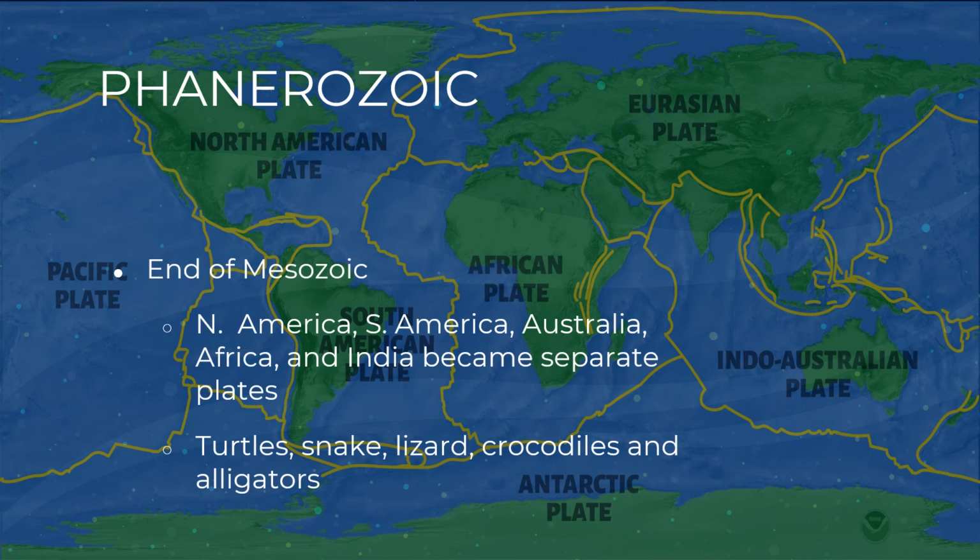Toward the end of the Mesozoic era, more continents broke up. North America, South America, Australia, Africa, and India became separate plates. The plates drifted north and south until they reached their present positions. And gradually, dinosaurs and other life forms died. The only surviving reptiles today are turtles, snakes, lizards, crocodiles, and alligators.